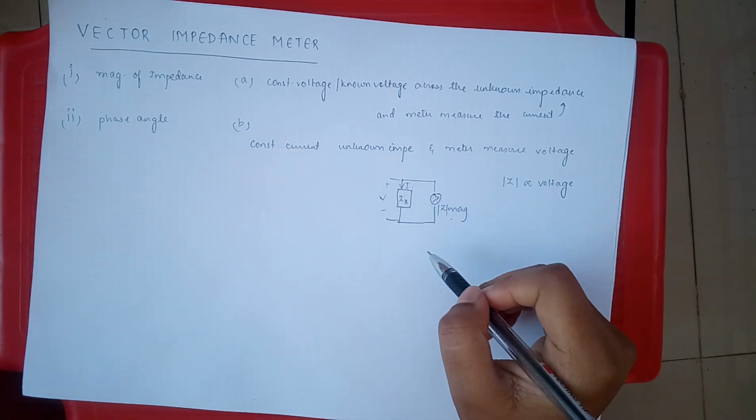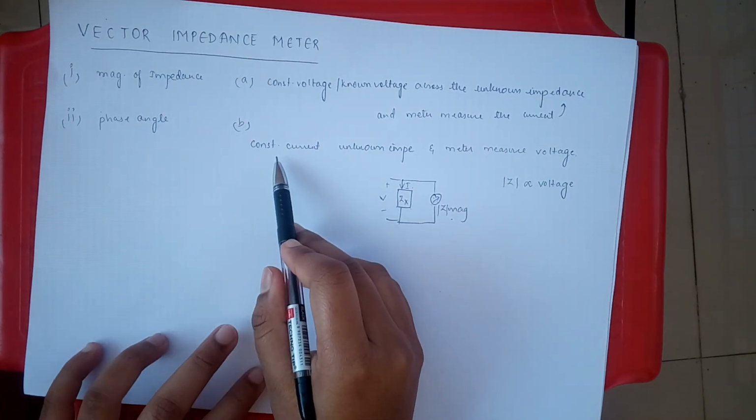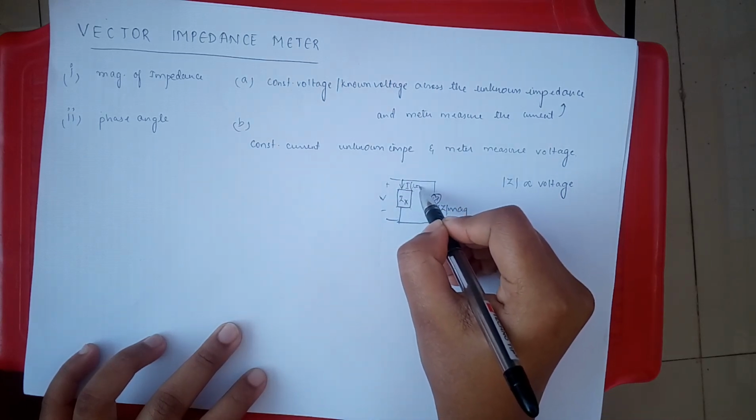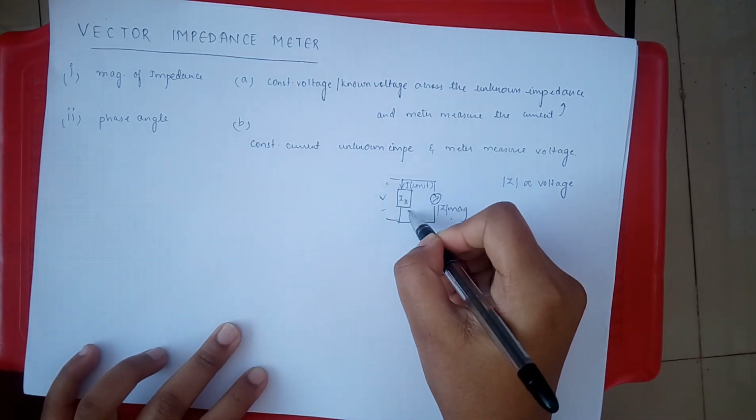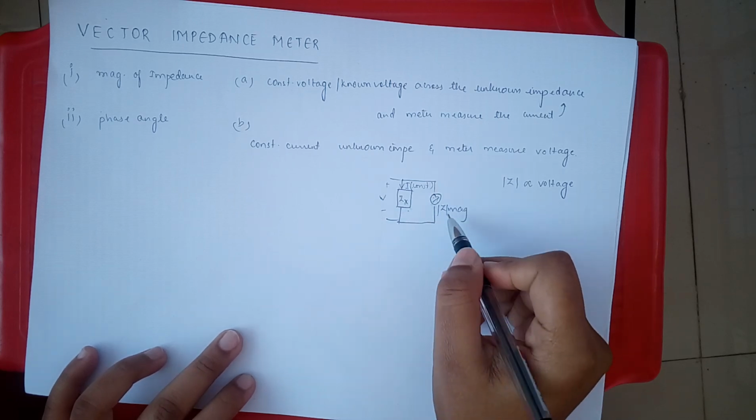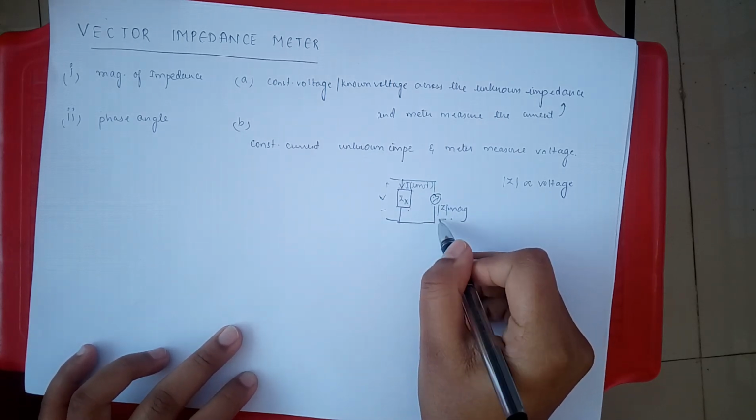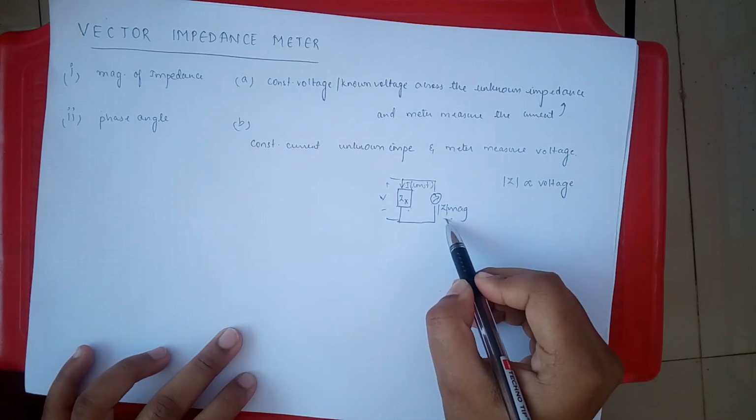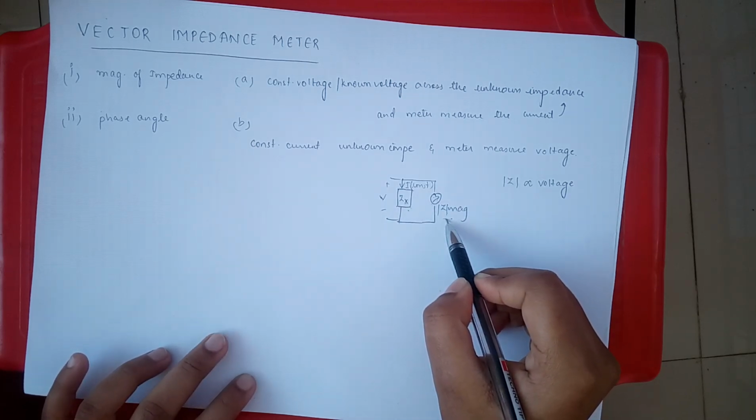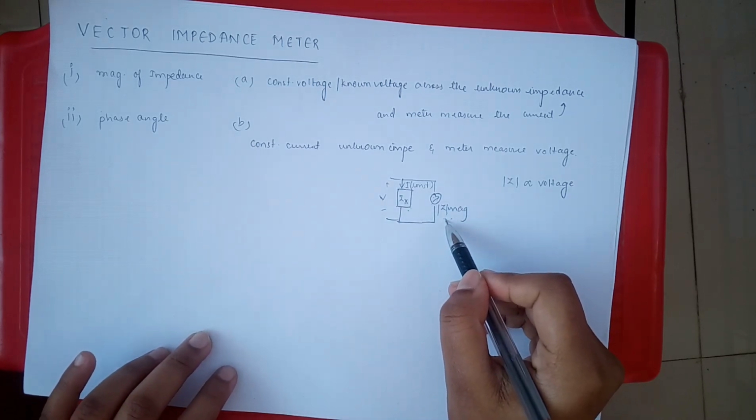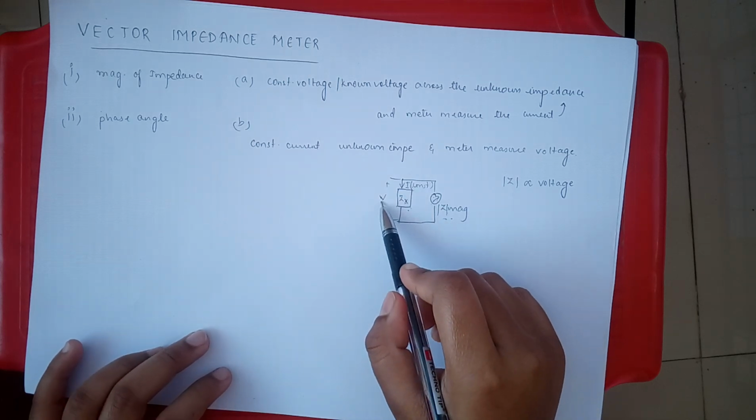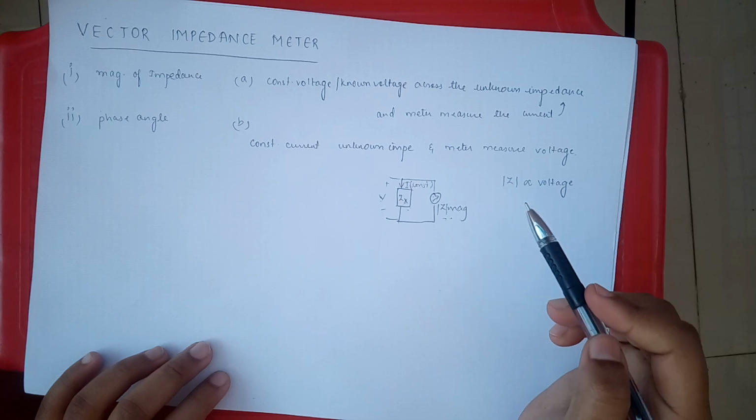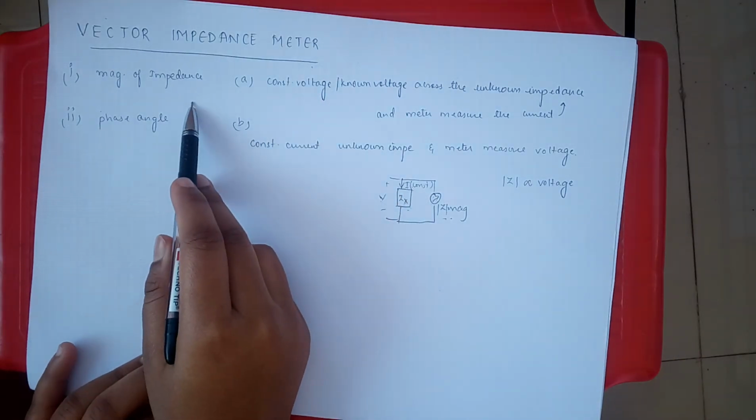In the second method, what you do is you make a constant current flow. This is constant, right? Constant current flow to the unknown impedance, and then make the meter measure the voltage across this, and so the meter gives you a proportional reading of the impedance to that of the voltage measured across the unknown impedance. So these are the two ways in which this meter measures the magnitude of impedance.